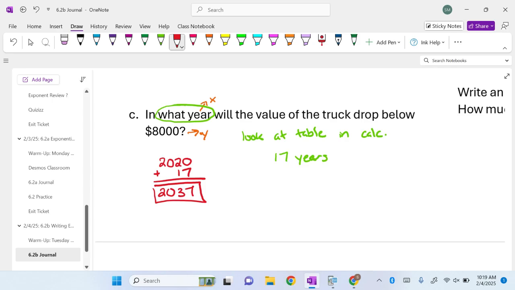So guys, make sure you read those problems very, very carefully, because they will try and trip you up like that. That's where I see a lot of kids get problems wrong. They don't read the problem exactly, and they'll say that the answer is 17. Well, you would only get partial credit for that on a test because it asked for the actual year. So make sure you read your problems very, very carefully.